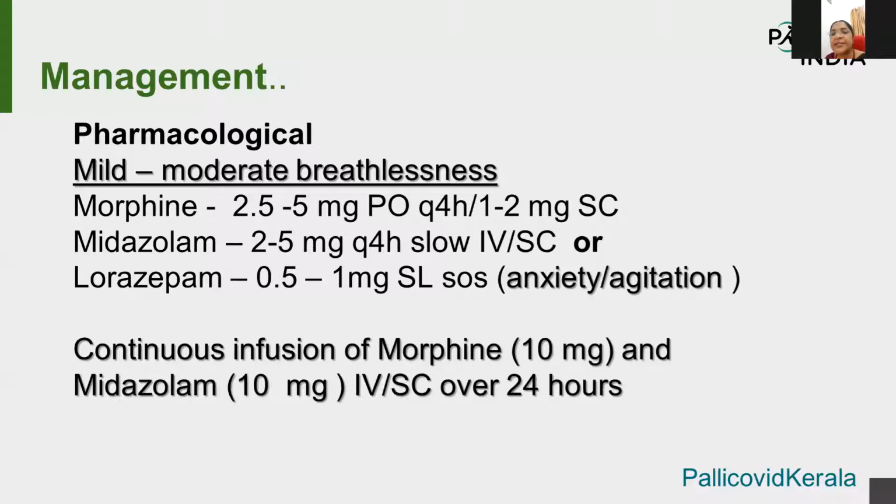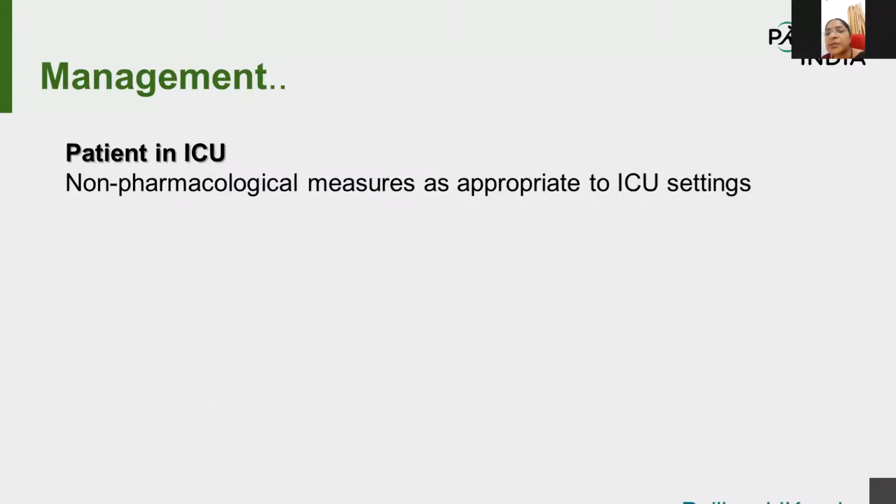Next slide, please. So when the patients have severe breathlessness, that's when people are being shifted to ICU. And sometimes even without severe breathlessness, when other parameters don't look too good, and if there are some tests being done looking at the natriuretic peptide, etc., when cardiac function is deteriorating or other parameters, then patients get transferred to ICU. So what are the non-pharmacological measures as appropriate to ICU settings?